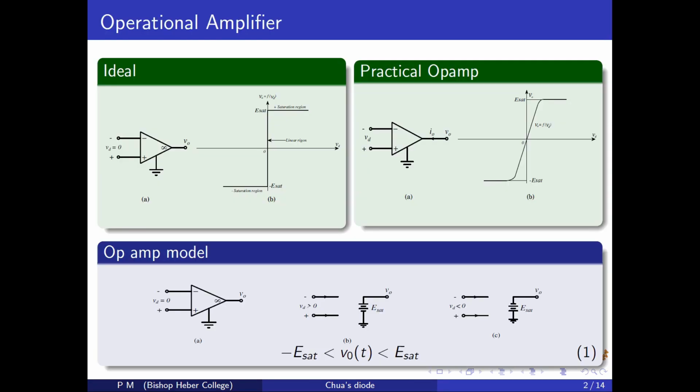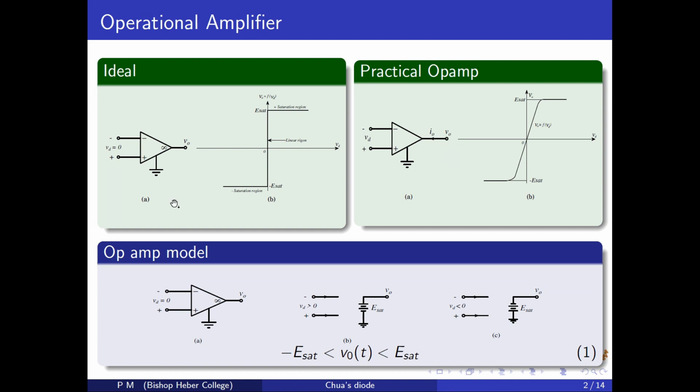Before going to see the diode design, we have to know a little bit about the operational amplifier. The operational amplifier is an extremely versatile and inexpensive semiconductor device which has become the workhorse of the communication, control, and instrumentation industry. The schematic of the operational amplifier is shown here and its transfer characteristics are also shown here. Here we gave two schematics. One is ideal characteristics and another one is practical characteristics.